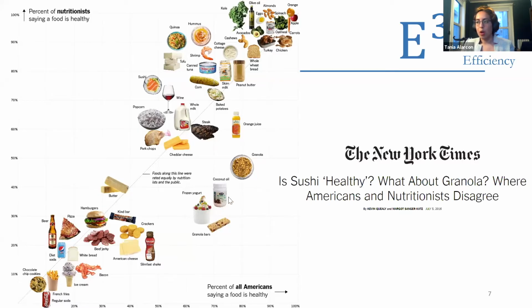For example, granola, coconut oil, frozen yogurt, granola bars. Americans tend to consider these to be healthier than nutritionists do, right? So quote unquote all Americans are thinking that with these types of foods, 70 or 80% of people think that these foods are healthy, versus only between 35 and 55% of nutritionists.